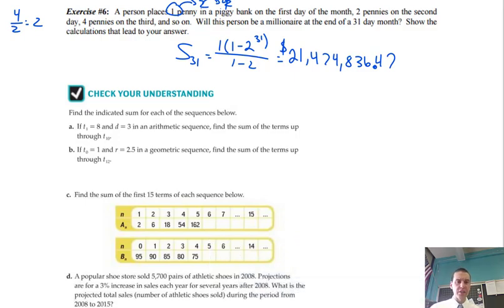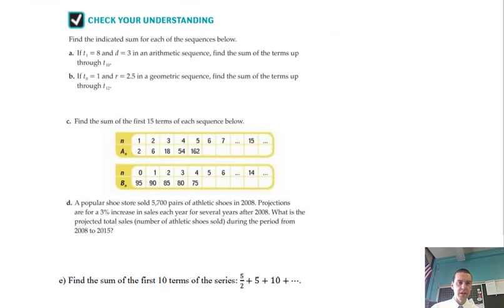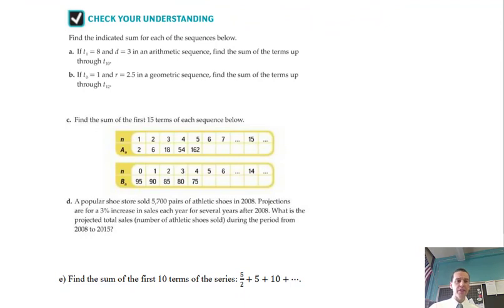Moving on to check your understanding. Looking at A, if the first term is 8 and the difference is 3 in an arithmetic sequence, notice that we're looking at arithmetic. Find the sum of the terms through T of 10.